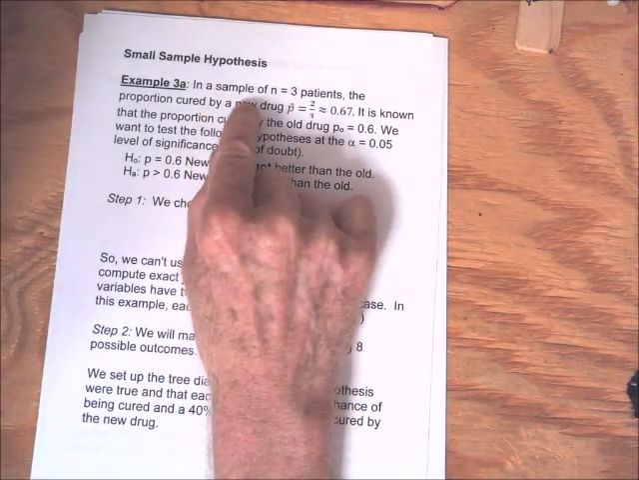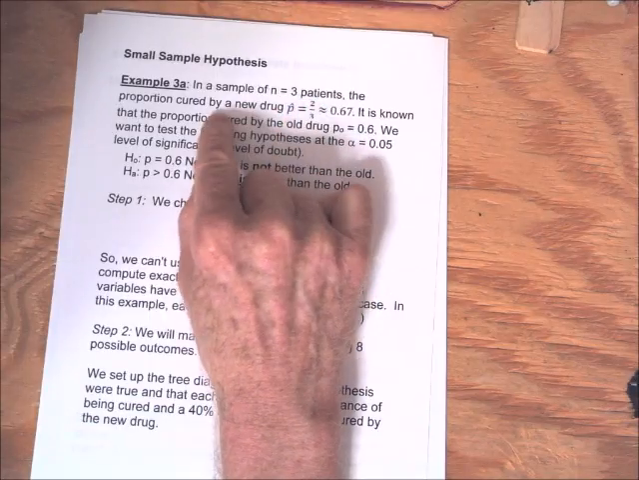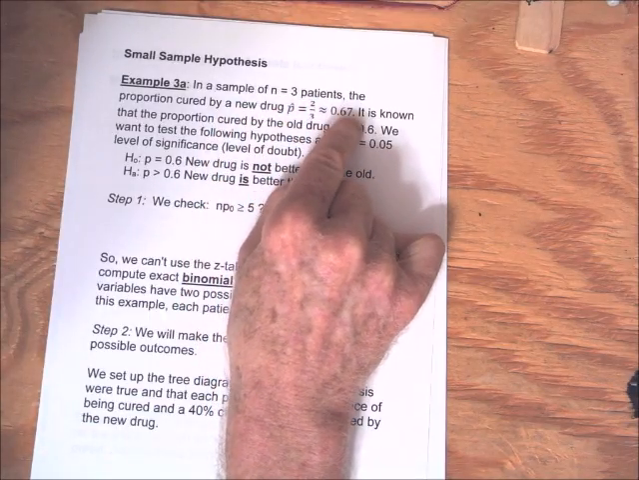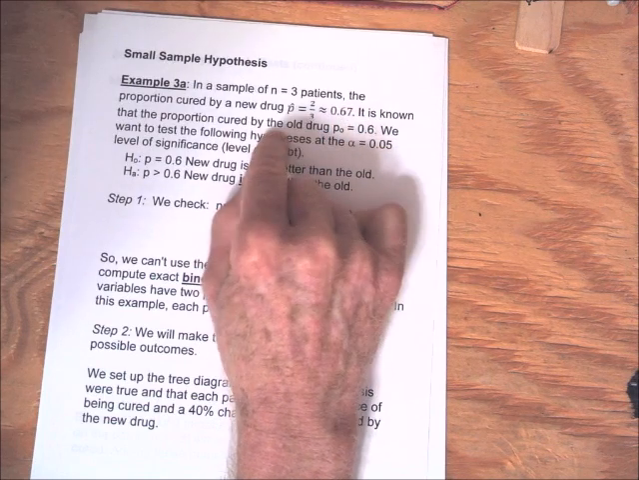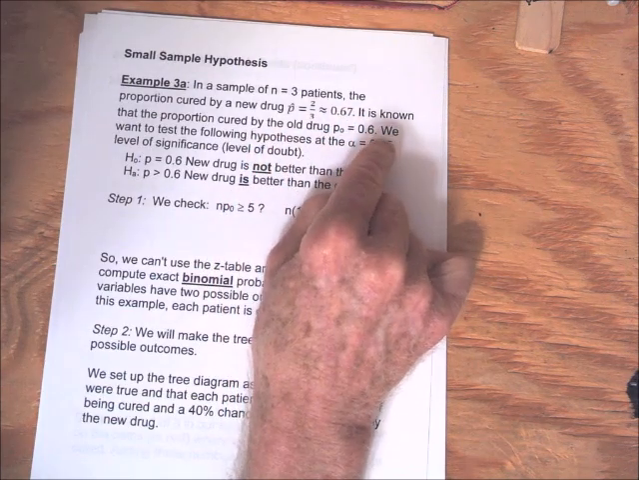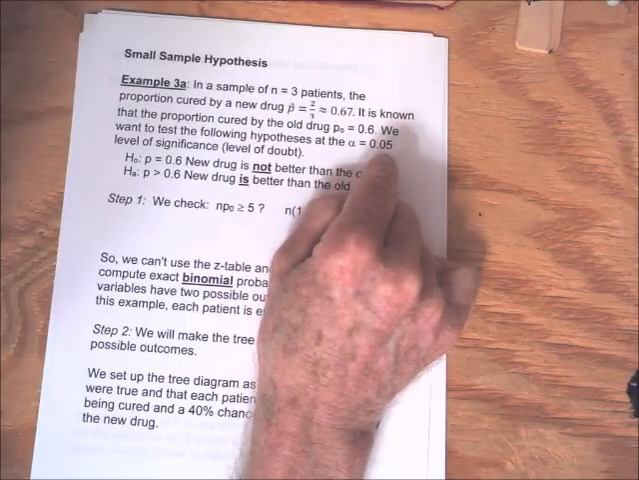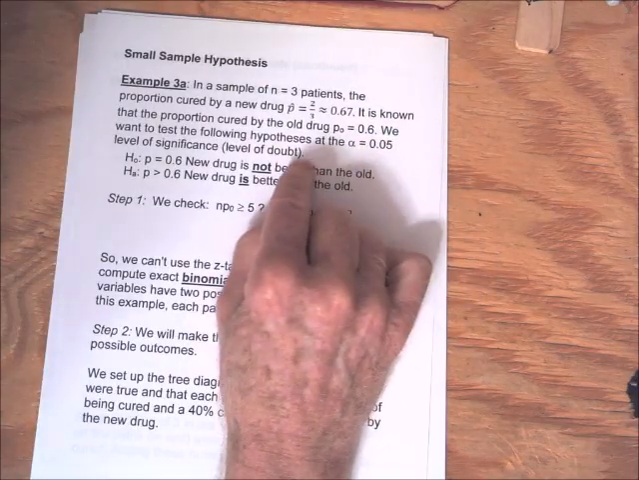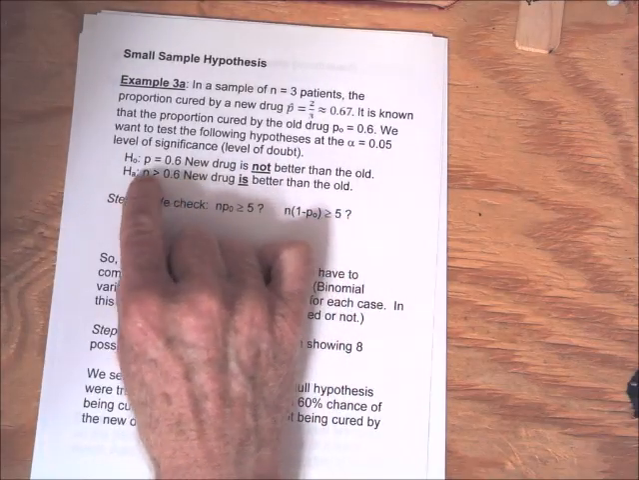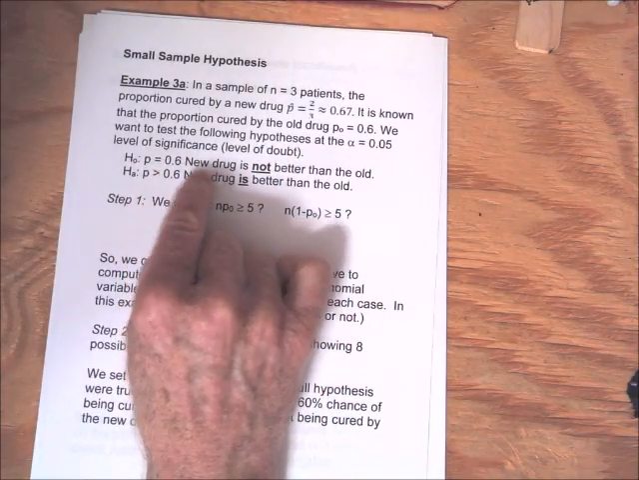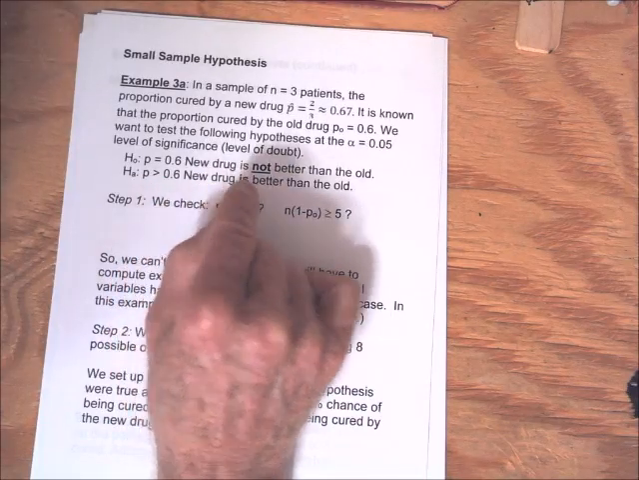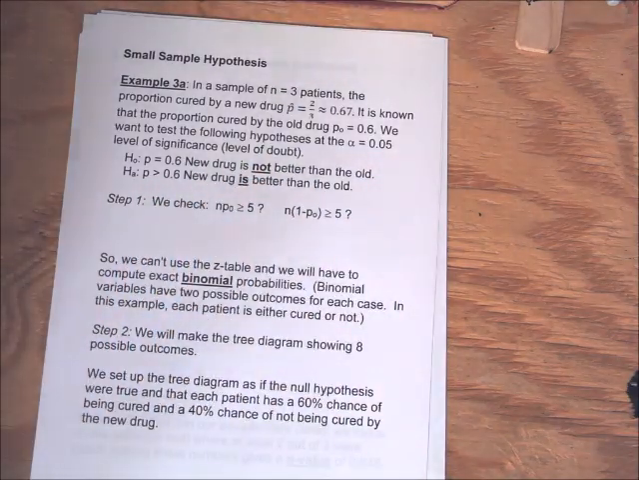In this example, we have a sample of 3 patients, and the proportion cured by a new drug, p hat, is 2 out of 3, or approximately 0.67. It is known that the proportion cured by the old drug, p naught, is 0.6. We want to test the following hypotheses at the alpha equal 0.05 level of significance. I like to call it the level of doubt. H naught: p equals 0.6, the new drug is not better than the old, versus HA: p greater than 0.6, the new drug is better than the old.